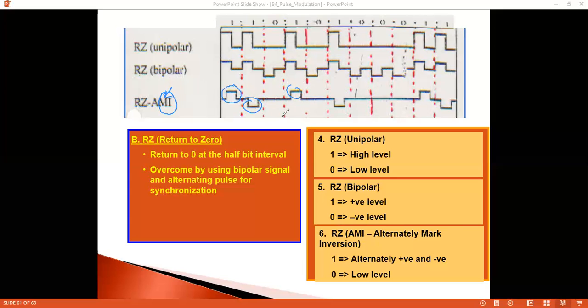So at the receiver, if you receive a sequence like this, you know that there's an error because consecutive bit 1 shouldn't have similar representation. So that's how RZ-AMI detects error.